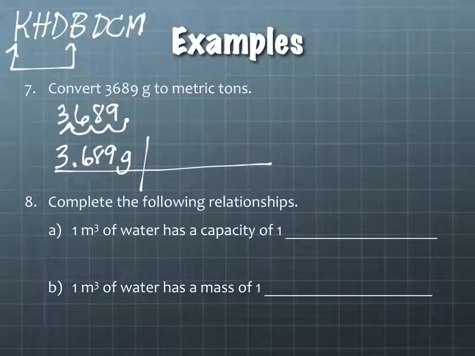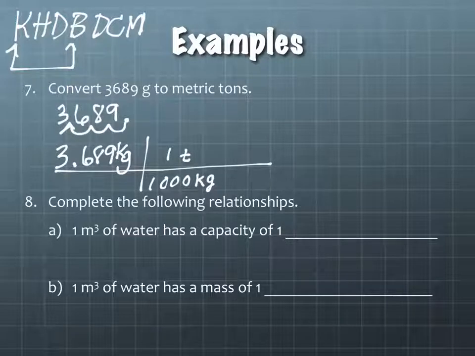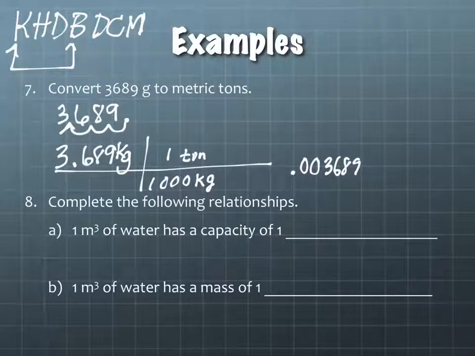And the relationship we just saw was that 1,000 kilograms is equal to 1 ton, and it's a metric ton. So we are going to be able to take the 3.689, divide by 1,000, which will be the equivalent of moving the decimal again 3 to the left. This is 0.003689 metric tons. I'll write metric just to not confuse it with the other types of tons we have.